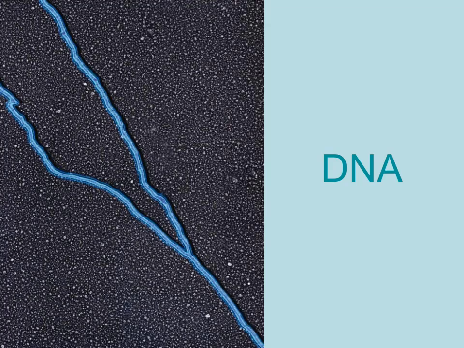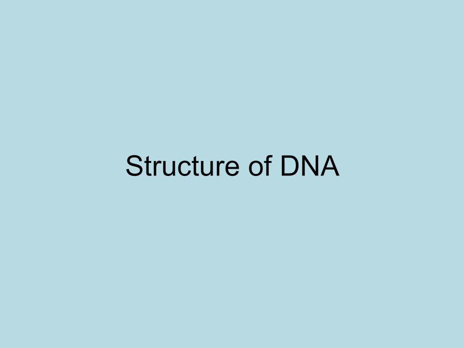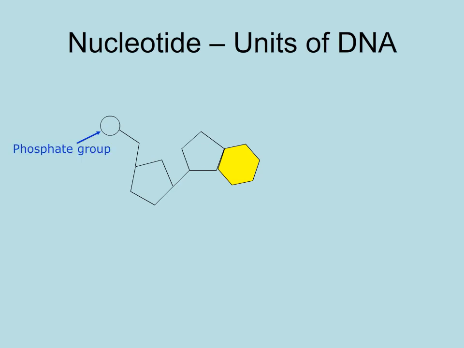Hereditary information is encoded in the chemical language of DNA. In this lecture, we will review the structure of DNA and find out how it is replicated. Do you remember which monomers compose nucleic acids such as DNA? Yes, nucleotides, which are composed of a phosphate group, a pentose sugar, and a nitrogenous base.